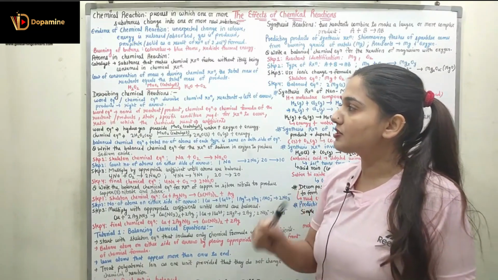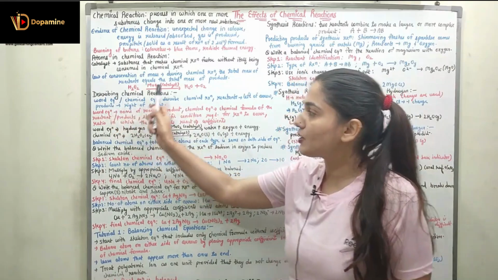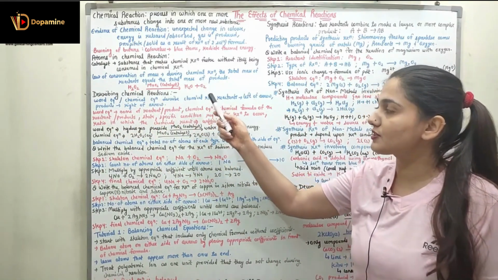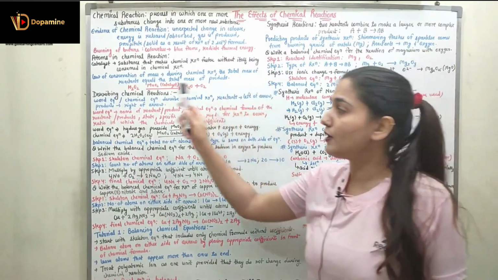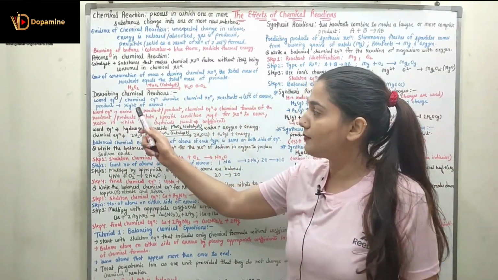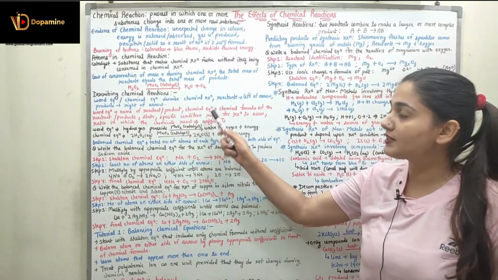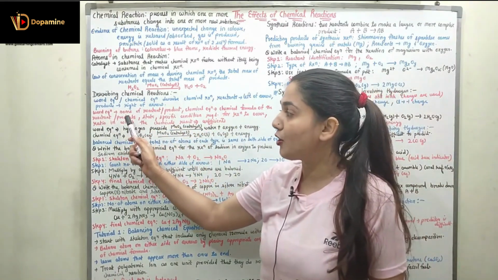So now coming to describing the chemical reaction. We can have the word equation or the chemical equation to describe chemical reactions. Reactants are on the left side of the arrow and the products are on the right side of the arrow. What is the word equation? Here we have the names of reactants or products, and in the chemical equation we have the chemical formulas of the reactants or the products.